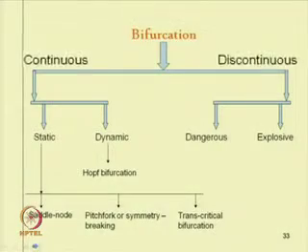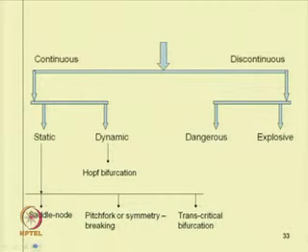And again, last class we discussed different bifurcation points. These bifurcation points are static bifurcation points and dynamic bifurcation points, and in the case of static bifurcation points we have seen the saddle node bifurcation point, pitchfork bifurcation point and transcritical bifurcation points.